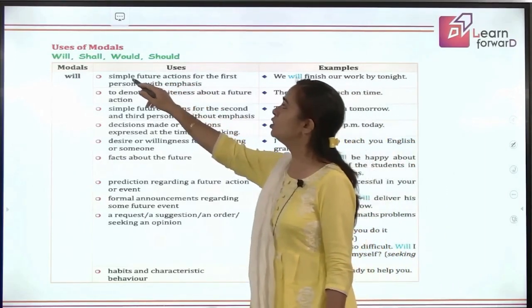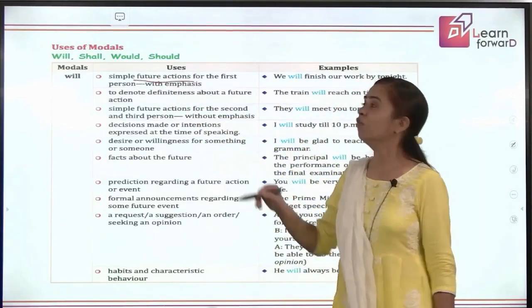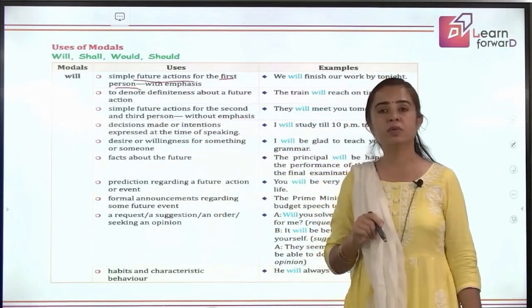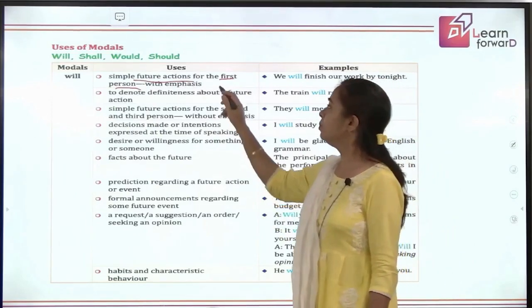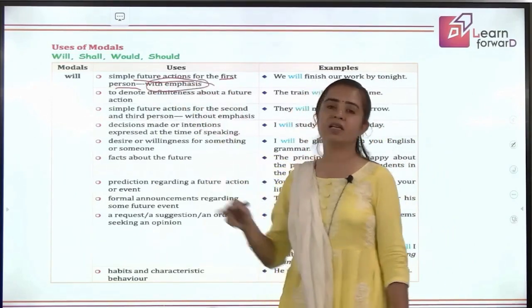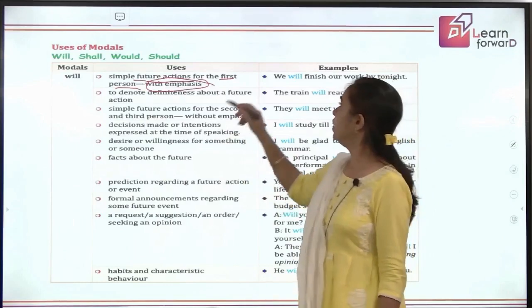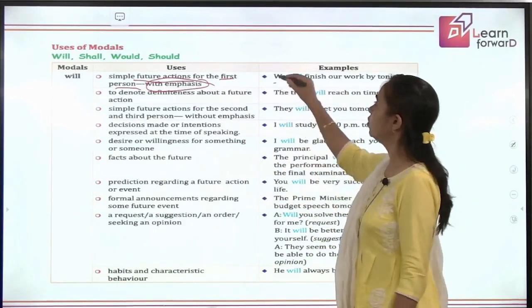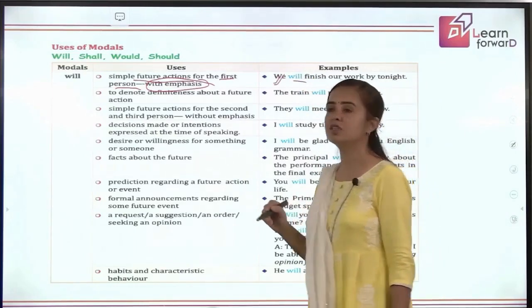Will is used to show simple future actions for the first person. And when you use will with the first person singular or plural form, it means you are emphasizing. Like, we will finish our work by tonight. So you are emphasizing when you are speaking about will with the first person pronoun.